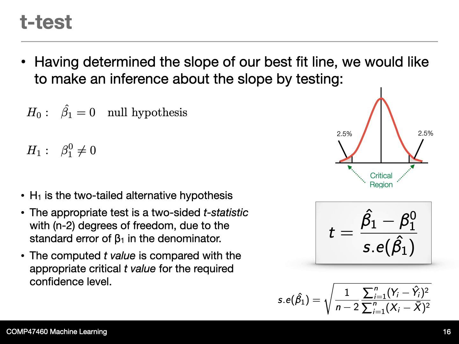You are provided here with the expression for the standard error of the variable beta 1, which, as you can see, is given in terms of the SSE, the sum of the squared errors, and the standard deviation of x.